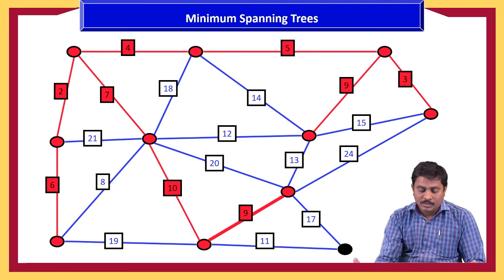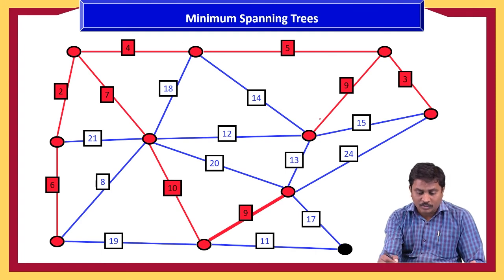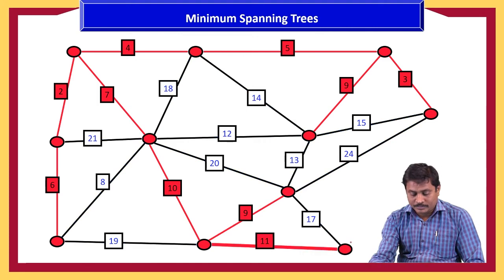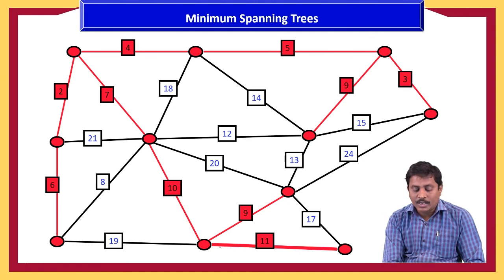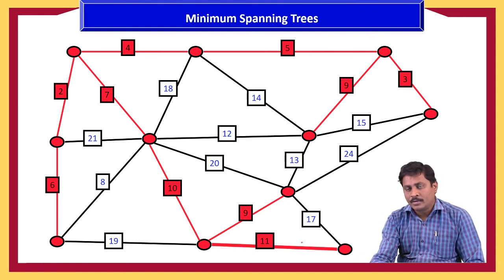Next here, it consists of 17, 24, 13. Here 14, it forms a loop. Suppose we choose this 15, it forms a loop. The 13 forms a loop. So we choose only 17. Here 11 is there, so we choose 11. 11 is the minimum cost value.